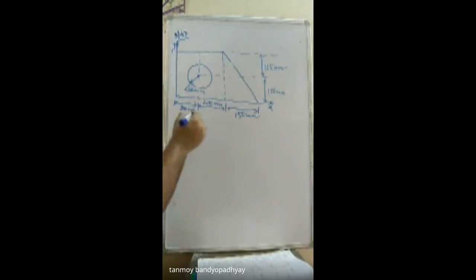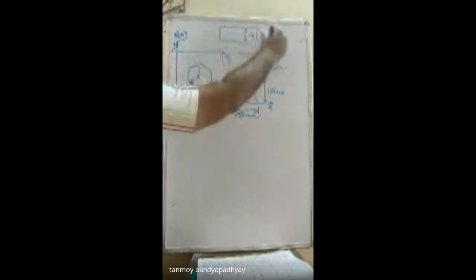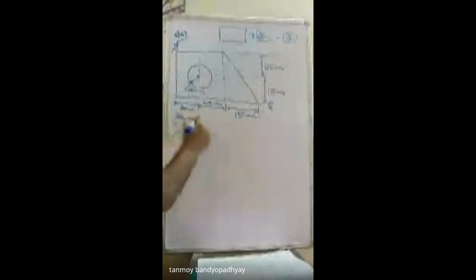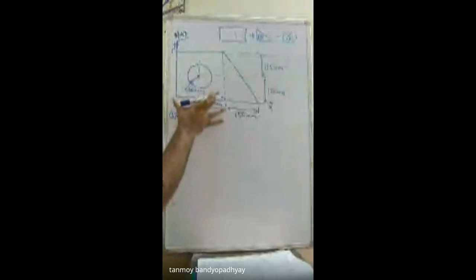So let's divide it into a rectangle. Let's call this rectangle 1. So it's a rectangle. I'm calling it 1, plus a triangle, minus a circle. This I'm calling 2. This I'm calling 3. So A1, for the rectangle. So for the rectangle, A1 will be equal to what? A1 will be equal to breadth into depth.